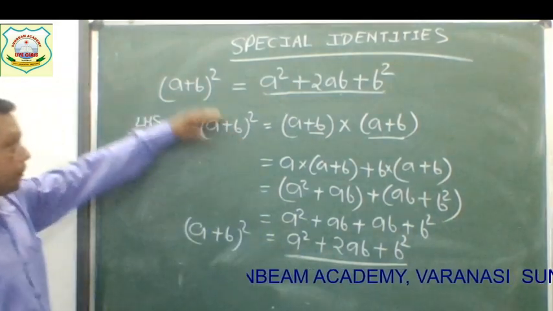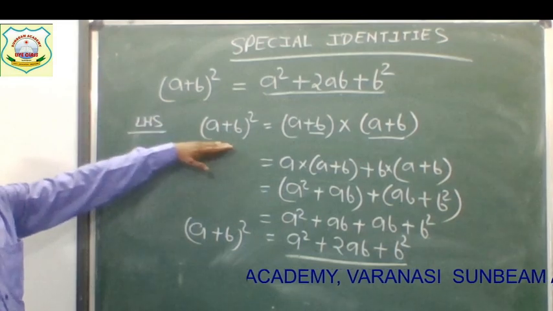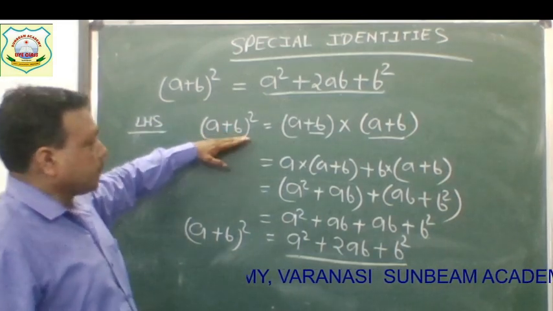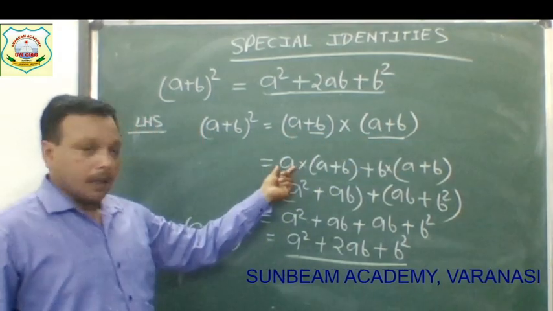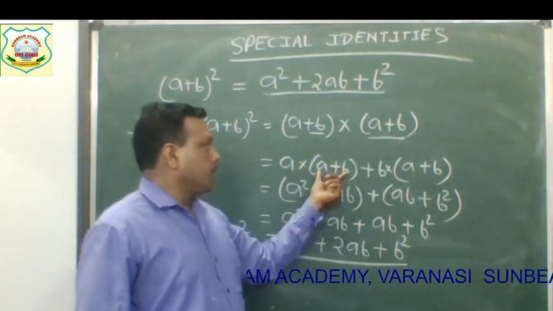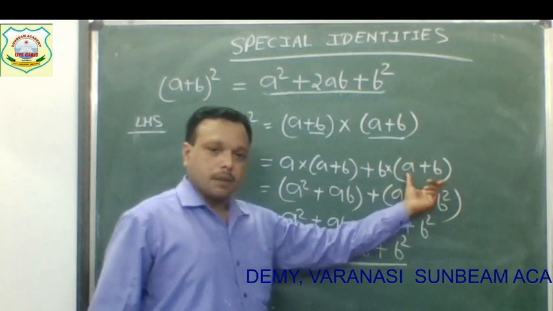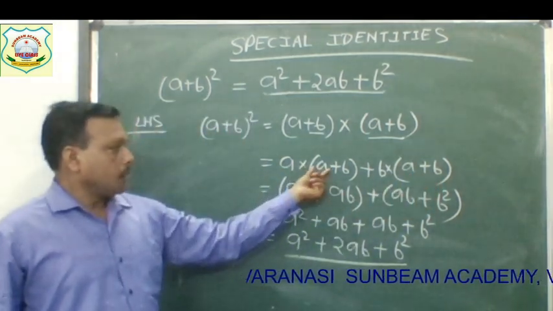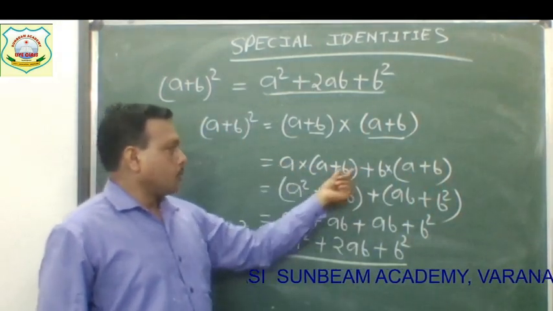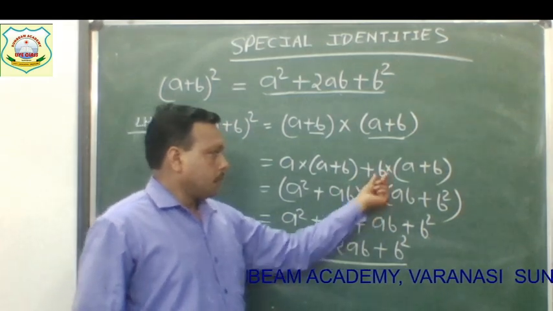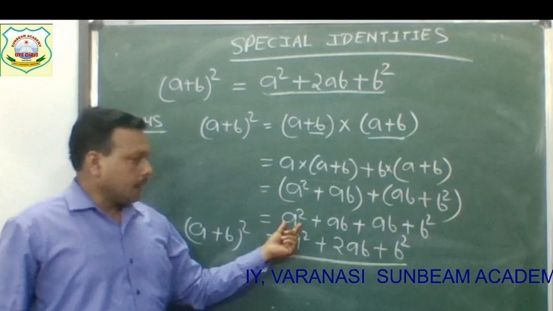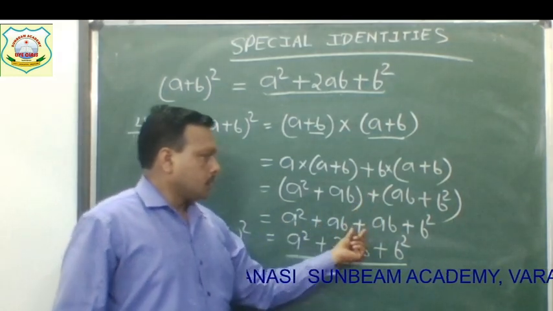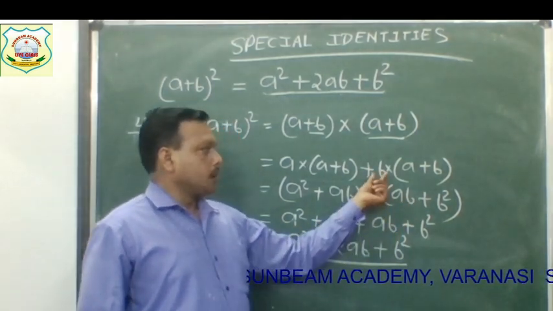Again you should see, a plus b whole square we have taken as LHS, and a plus b square we can write as a plus b multiplied by a plus b. Now start from a multiplied by a plus b plus b multiplied by a plus b. a into a, a square, plus a into b, that is ab, plus b into a, ab, b into b, that is b square. Now open the bracket. a square plus ab plus ab. You should not be confused here.